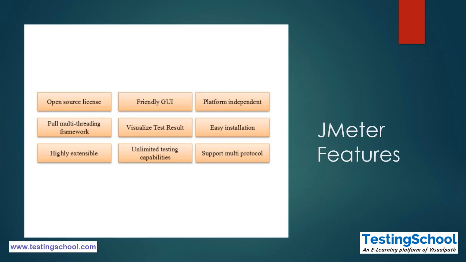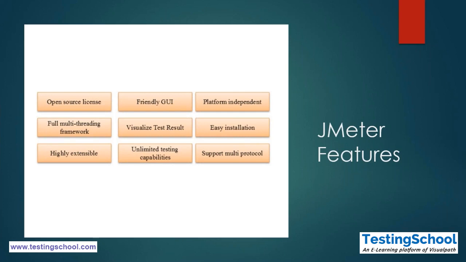Next, we'll see what the different JMeter features are. Whenever we say JMeter, the first thing that comes to mind is that it is open source and platform independent. Platform independent means the JMeter script developed on any Windows machine can easily be executed on Linux or Mac machines also. Apart from this, it is very easy to install and download, as I have shown you in previous slides, and even the configuration part is very straightforward.